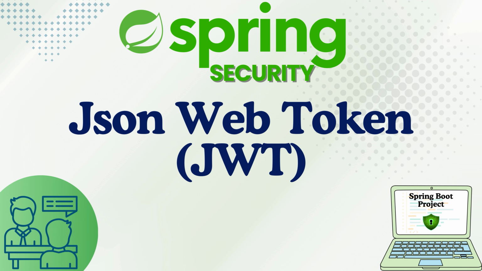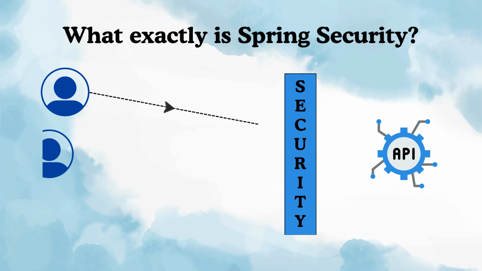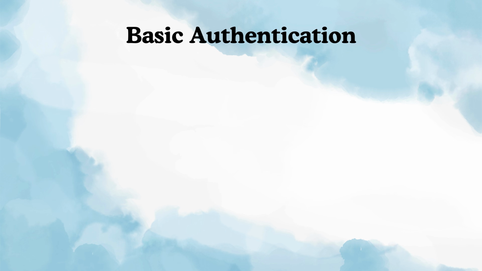First of all, let's step back and ask a very basic question. When we are talking about Spring security, what exactly do we need? We need to secure our APIs. We don't want anyone on the internet to randomly call our APIs and access our data. So for that, we need some way to identify who the user is and whether they are allowed to access an API or not. So the simplest way of doing this is using basic authentication.